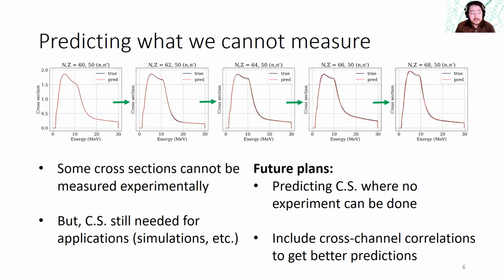Another application that's very exciting is predicting what we cannot measure. So some cross-sections cannot be measured due to experimental barriers, like a rapidly decaying nucleus. But those cross-sections are still needed for applications. So future work on this project includes expanding the system to make extrapolations, as illustrated here. So we can predict cross-sections stepwise, one after the other, to predict where we don't have data on the chart. And furthermore, we want to incorporate correlations between different reaction channels to make these predictions even more reliable in the future. So with that, I will end.